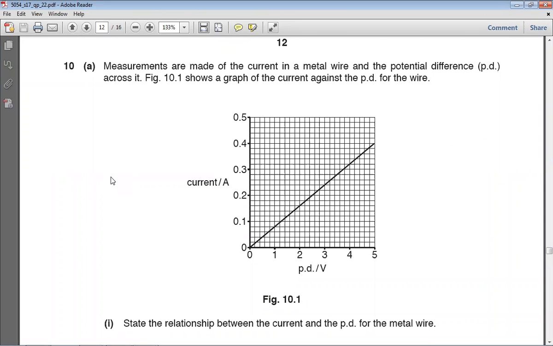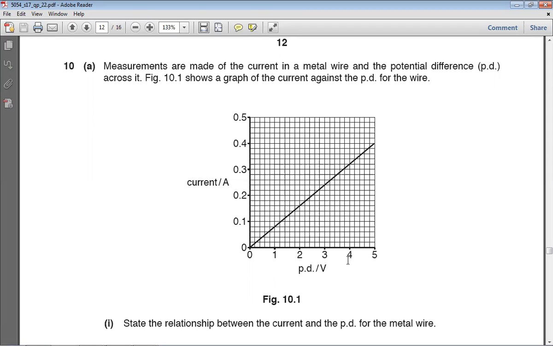Question number 10. Measurements are made of the current in a metal wire and the potential difference across it. Figure 10.1 shows a graph of the current against the potential difference for the wire. So here we have a graph, and on the y-axis the current is represented, and on the x-axis the voltage is represented, or the potential drop is represented.